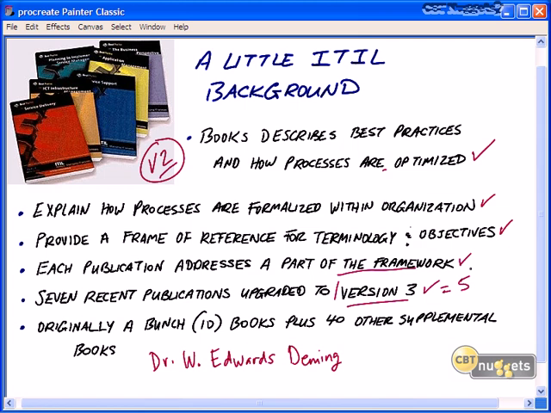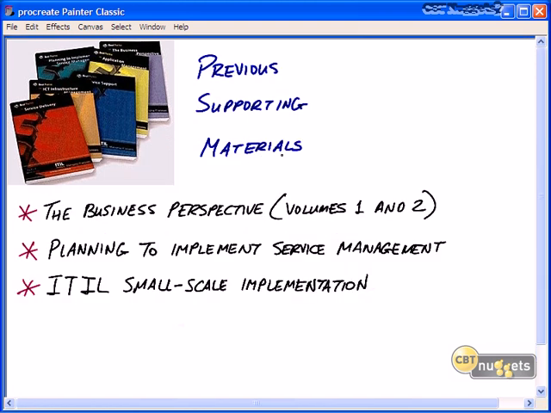Now, there are also supplementary books and white papers, and there are also documents published on the web, and I'll show you the organization that you can go to check out and keep tabs on all the different documentation for ITIL.